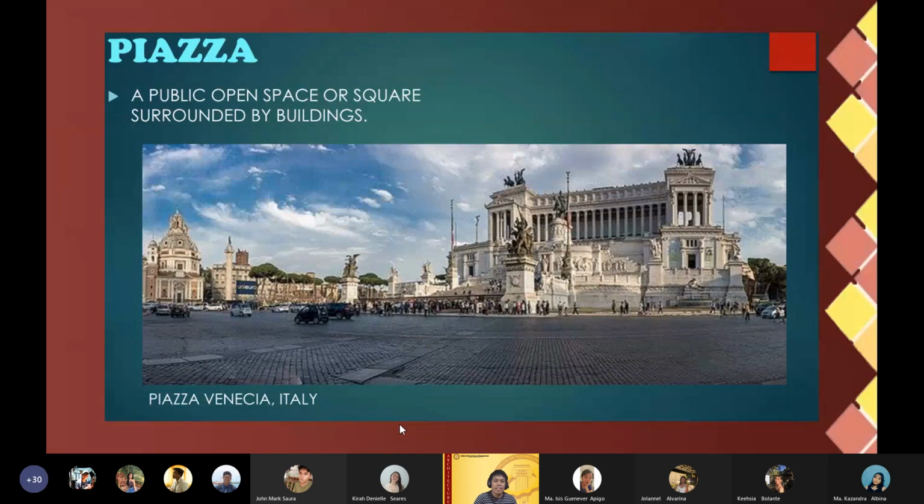This one is piazza. Actually, it's also plaza. This is called plaza or piazza. So again, piazza or plaza is a public open space or square surrounded by buildings. This one is an example, the Piazza Venezia in Italy.